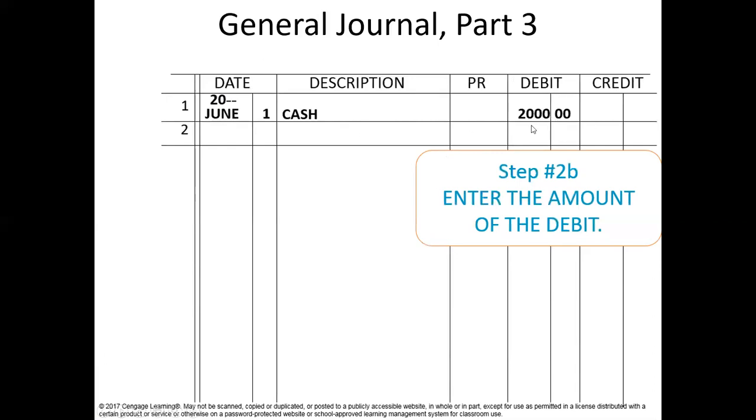And it was a debit, so our cash increased. Remember, debit means left side of the T account, credit means right side of the T account. Anytime assets go up, we debit. Anytime assets go down, we credit.